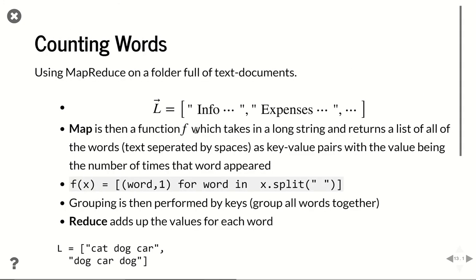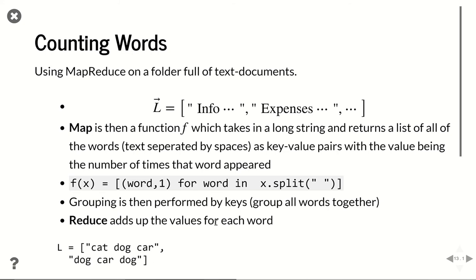We'll show just this basic counting words example. If you have a folder full of text documents, this is one of the common examples you see in big data setups, and you want to count all the words that appear. You want to see how many times each word appears, what's the most frequent word in all of these different files. Your map function will take a long string and return a list of all the words with a comma and a number of times that word occurred. The grouping is then performed by keys, so we group all the words together. And then the reduce adds up the value for each word.